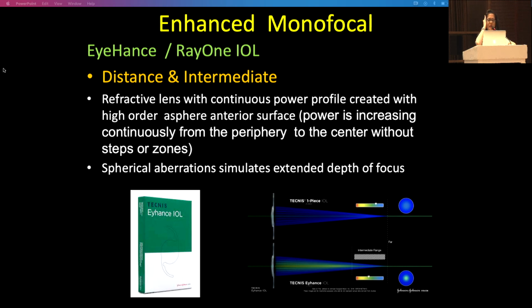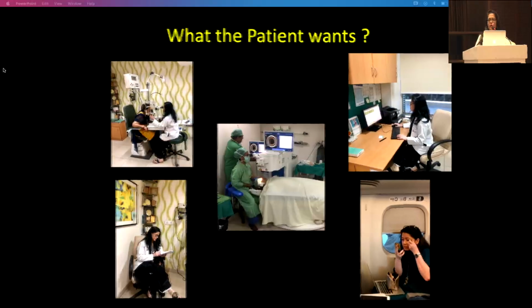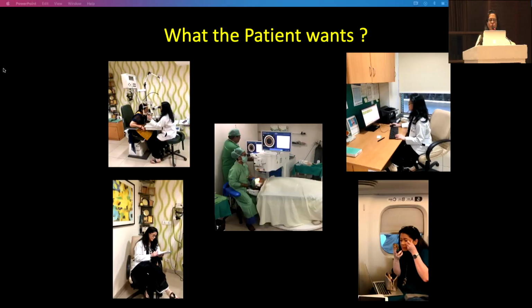So let's see where this all takes us. Not to forget one bracket where you're transitioning. This is a safe lens, which is like an enhanced monofocal, so it gives you both distance and intermediate. No downside to it except that it doesn't work in astigmatism of more than 0.5, 0.75. So if you are transitioning from monofocal to multifocal, this is probably a safe bet.